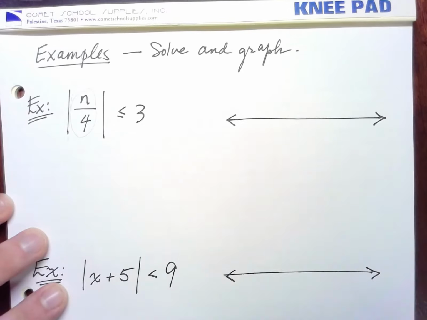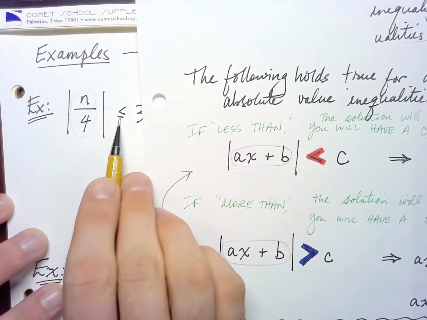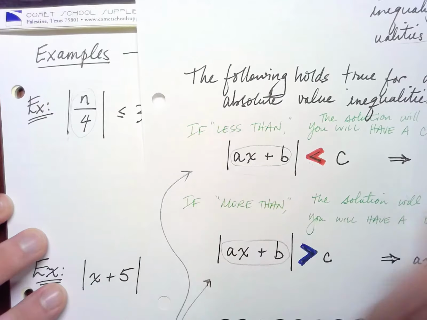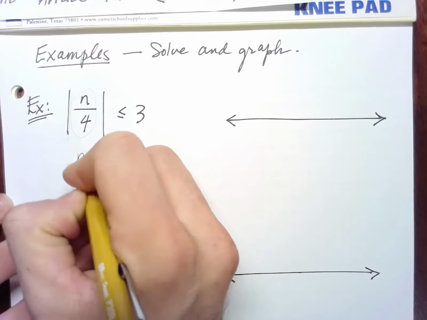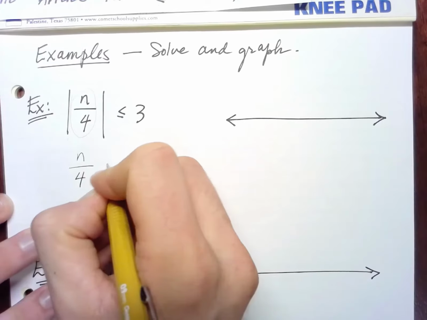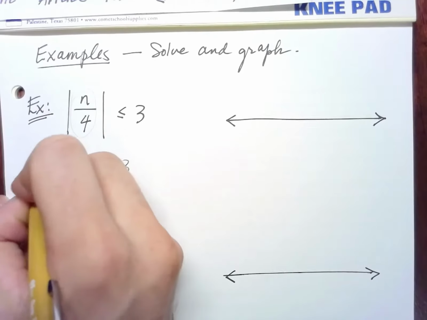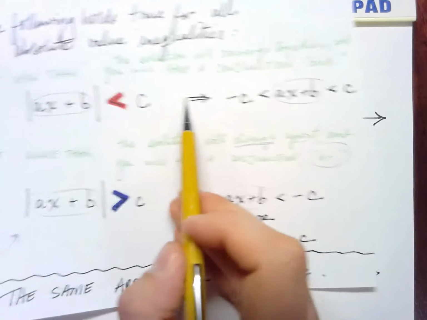Okay, so looking at our chart here, it's less than, see this? Less than, the equal to doesn't matter. So it's less than, so I'm going to have a conjunction. And so I split this into n over 4 is less than or equal to 3, but it's also greater than or equal to negative 3. All right? And that's just going off of this little arrangement like this.